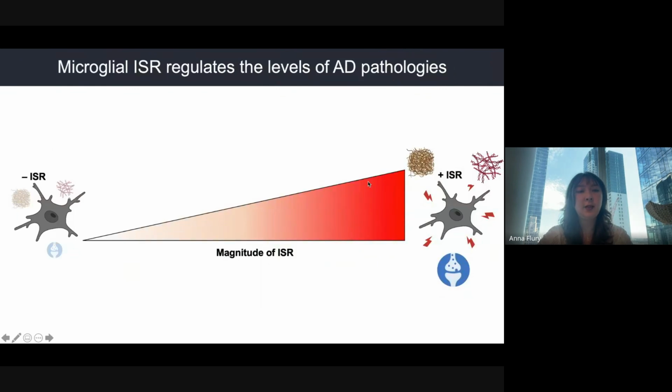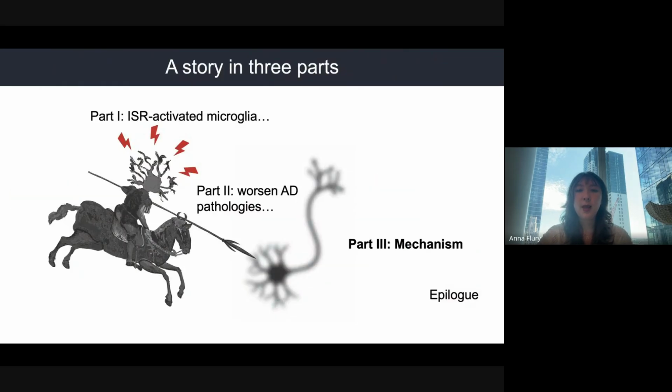And because we see this similar pattern where we increase ISR, we see worse pathology; we decrease microglial ISR, we see attenuated pathology. And so now we are going into the mechanism of how stressed microglia perpetuate these phenotypes.